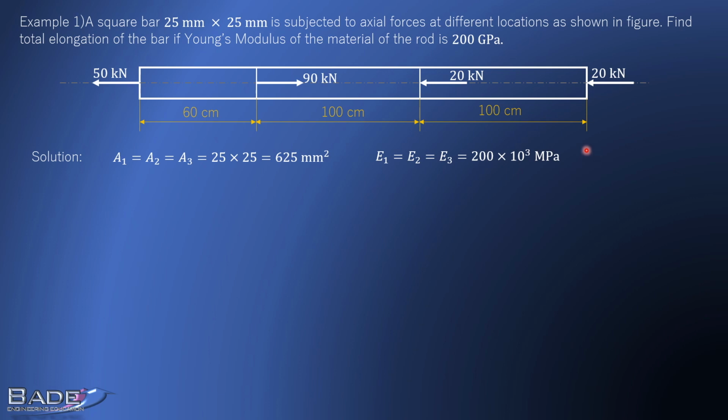Young's moduli, again these are not 3 different materials. Same material throughout the rod. So Young's modulus is the same. Now, consider a section in the first part. Add forces on any one side of that section. So on the left side, what we are watching here, 50 kilonewton pull. That is P1, that is force on the first part, is 50 kilonewton tension.